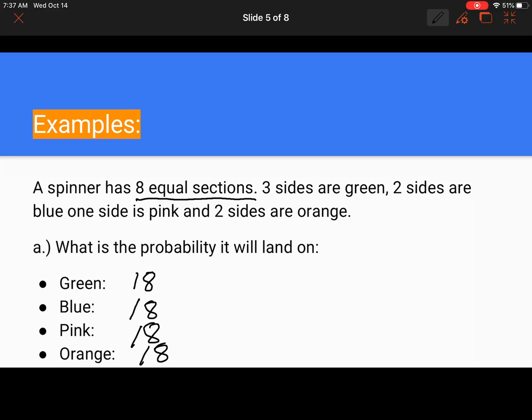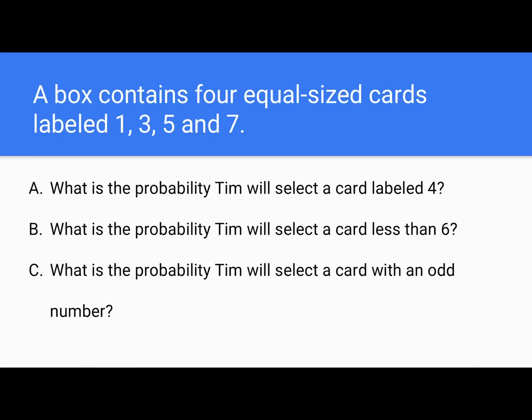Now if we want to find the probability of landing on green, we look at how many green sides we have. We have 3 green sides, so that means we have a 3 out of 8 probability it will land on green. And we can look at 2 blue sides, so we have a 2 out of 8 probability it will land on blue, a 1 out of 8 it will land on pink, and a 2 out of 8 it will land on orange. Now with blue and orange, we see we could simplify a little bit. So we're going to change these to 1 out of 4, just simplifying it down.